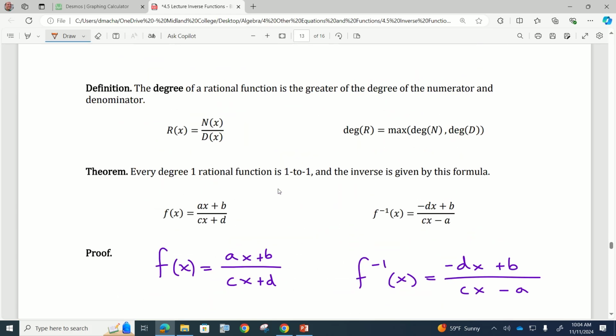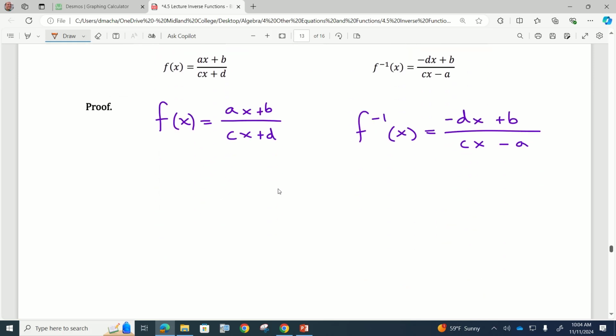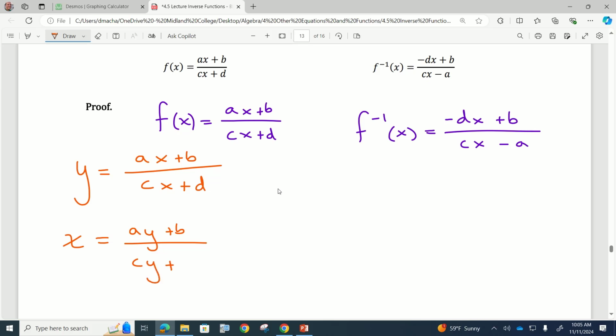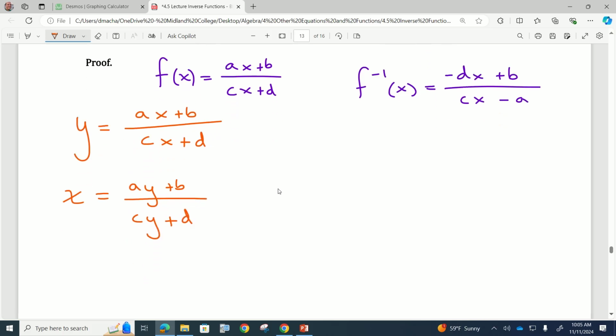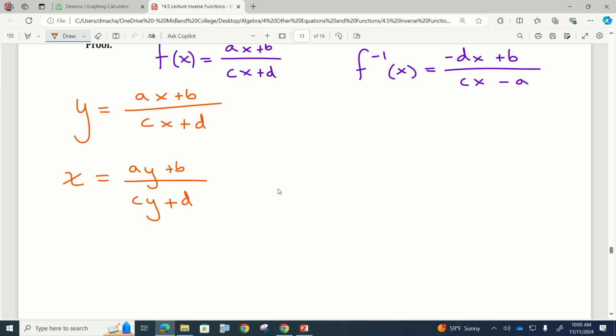The proof of this is not hard at all. To write the proof, you just say, I'm going to find the inverse of this function with the a, b, c, and d all still set in there in their abstract form, and I'm going to replace the y with an x. I'm going to replace the x with a y.